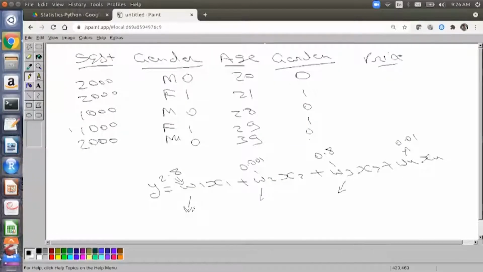Correct. Now, whenever you try to calculate the price for any house, the majority of the contribution will be from which variable? W1. Square feet. Correct. W1 and square feet, because square feet is highly biasing your model. It is a biasness. Yes or no? Yes. And this is a problem, because you are not giving any priority to gender, age, and garden, which are again important variables. Correct.